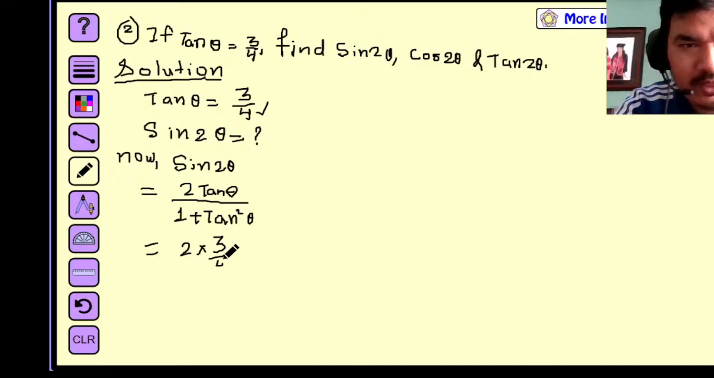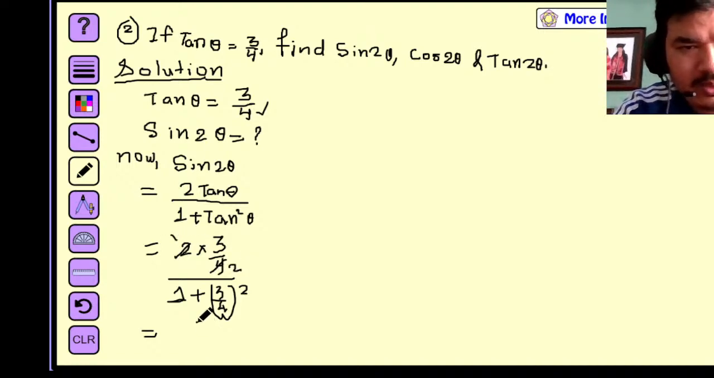Right here 3 by 4, right? And it's whole upon 1 plus tan theta, which means tan theta, we can write now 3 by 4, its whole square. If you find out its whole square, then what will happen? Look here, you can cancel. Then 2 ones are 2, 2 twos we can cancel here, and here will be now 3 by 4.